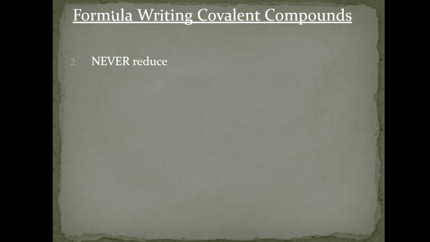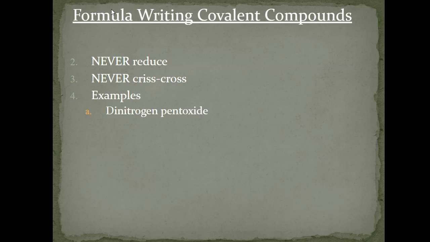When you're writing the covalent compounds, you don't reduce, you don't crisscross, you don't follow the naming or compound writing rules that you do with ionic bonding, where you're paying attention to the charges at the top, the oxidation numbers. This is not the same, so you just use the numbers as they are. Examples: dinitrogen pentoxide, so that means you have 2 nitrogens and 5 oxygens. Nitrogen trihydride means you have 1 nitrogen and 3 hydrogens.